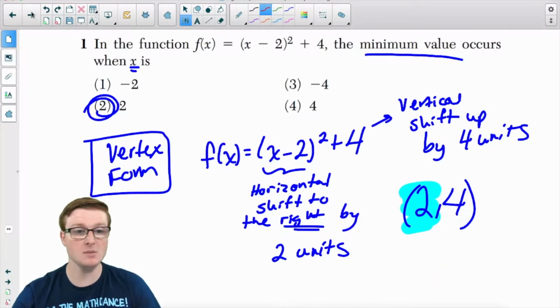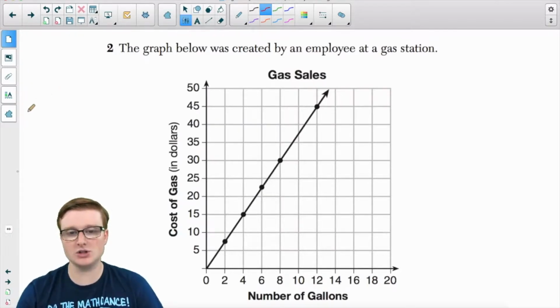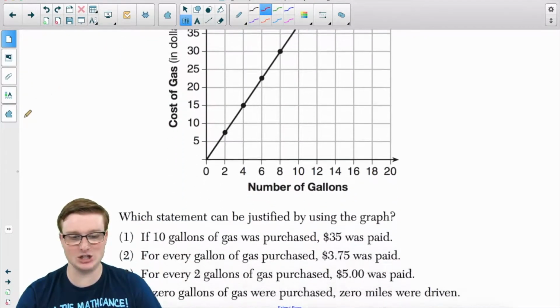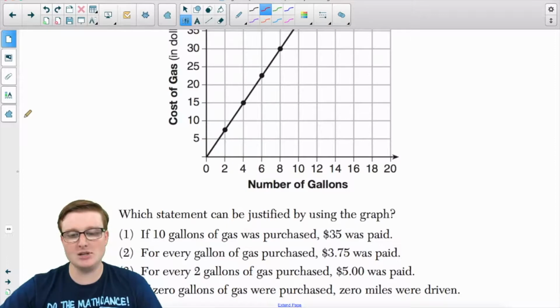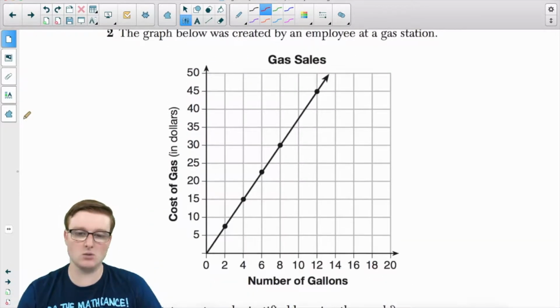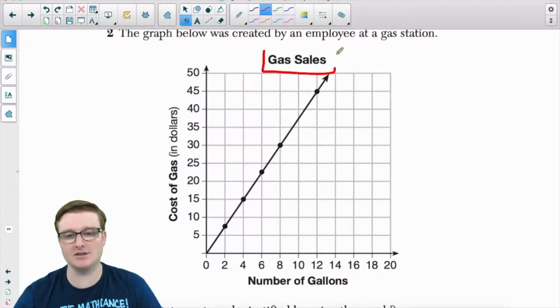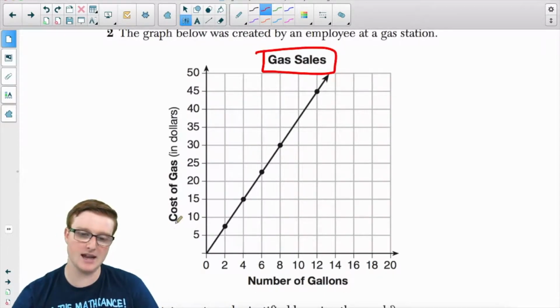All right. Moving on to question 2. The graph below was created by an employee at a gas station. Which statement can be justified using the graph? So let's take a look at what's going on here. So this is gas sales. And this is the number of gallons and the cost of gas.